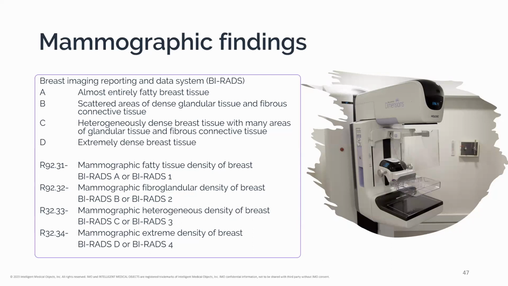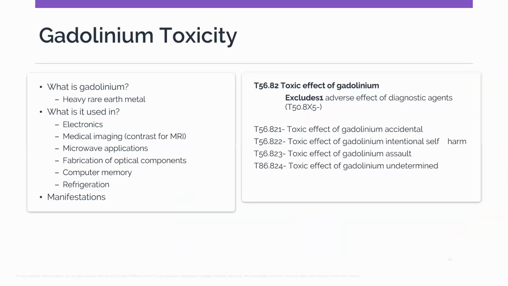R92.30. And recently, in March of 2023, as part of the FDA's updates related to oversight of mammograms, there are new requirements for notifying patients about their breast density. For additional information, a link to the FDA's website regarding this regulation is located in the resource slide. And so next we will review the new codes for gadolinium toxicity.